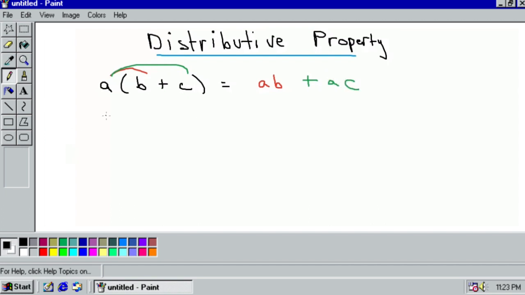This also works with negatives. So a times b is ab, and a times negative c, this sign will become negative, so it will be minus ac.